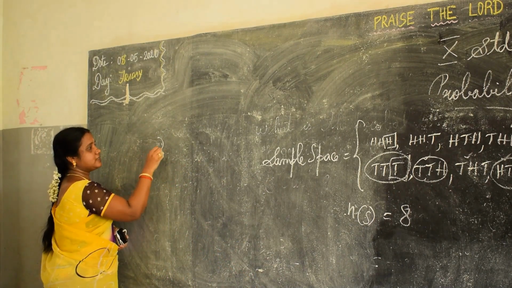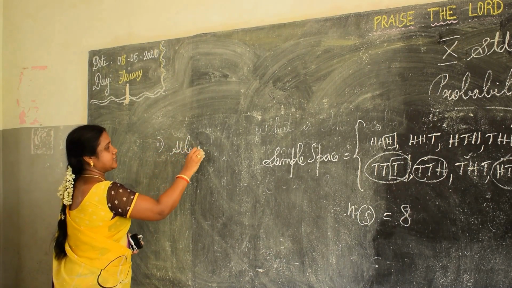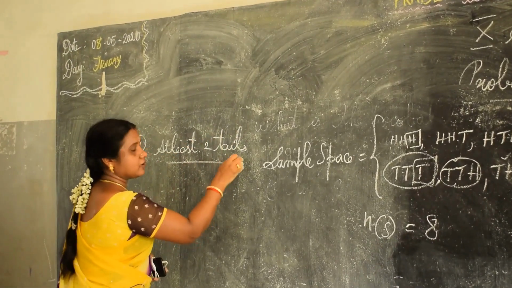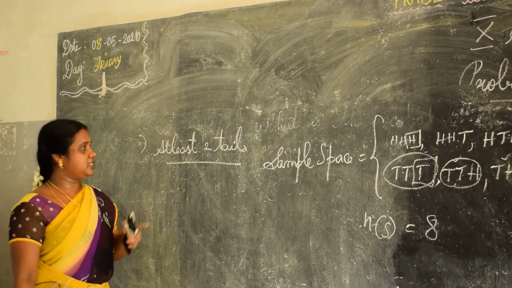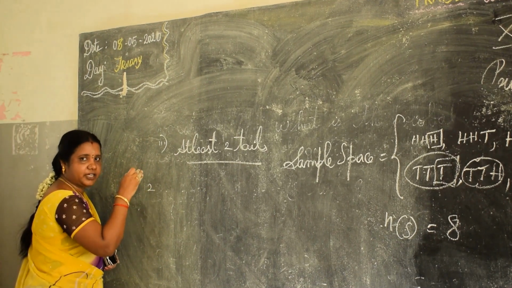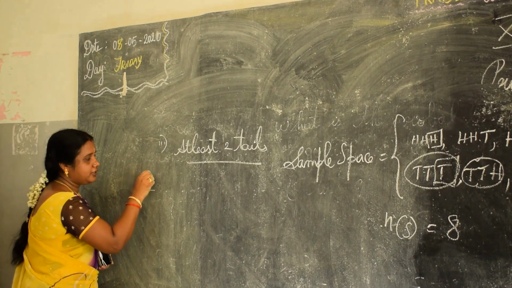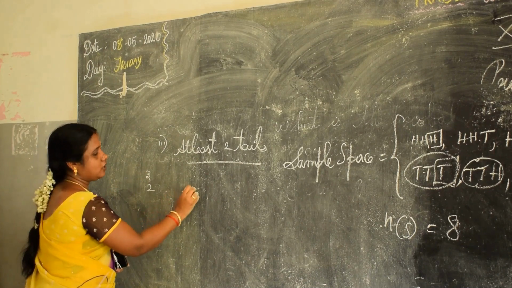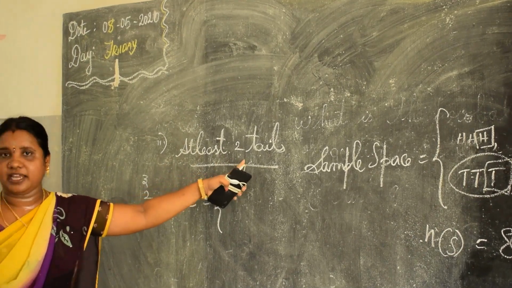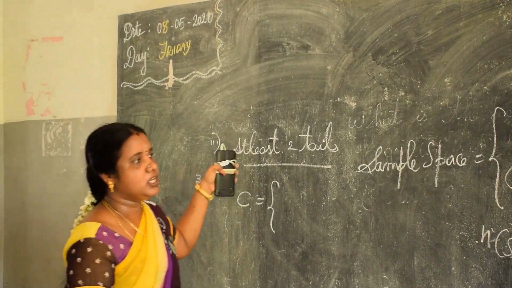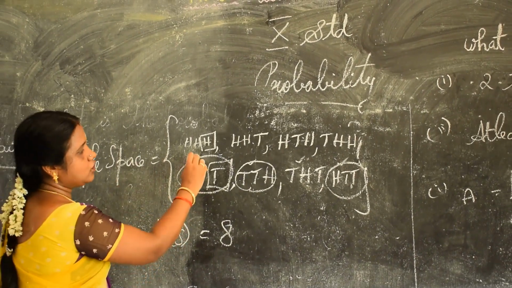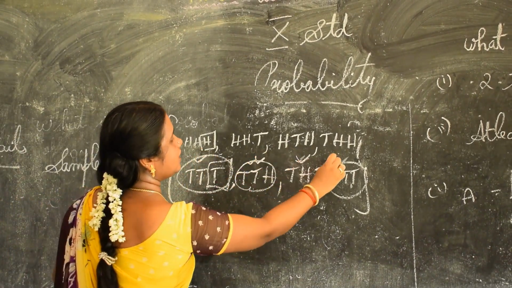See, next one is at least 2 tails. At least 2 tails means, see here, kuraincha patcham 2 irukkalaam, adhukku mela ethanai venaalum irukkalaam. So that means 2 or 3. Okay, so I am going to consider as C nu vechukkonga. So you have to see here 2 tails, then you have to see for 3 tails also. So engengellaam 2 tails irukko adhaiyum ezhudhanum. Then we have to write 3 tails also. So this one, this one, this one, this one.